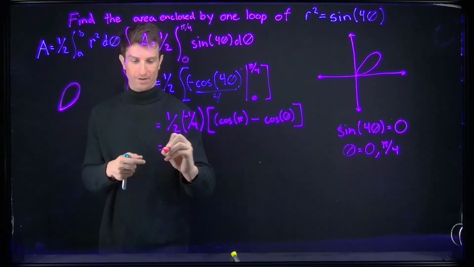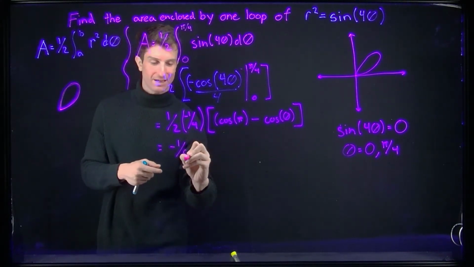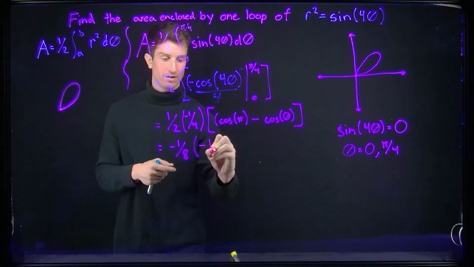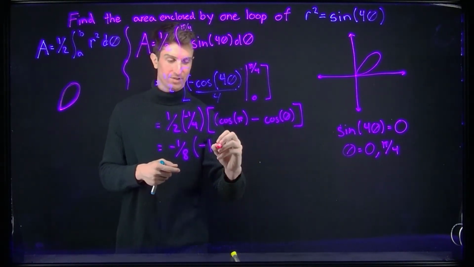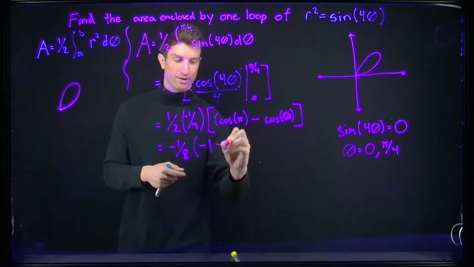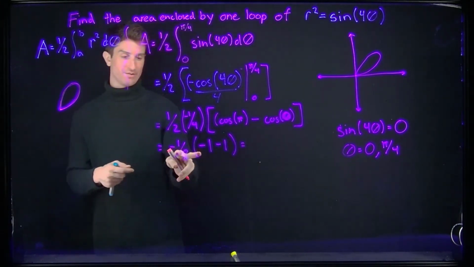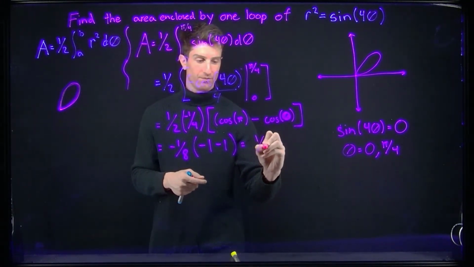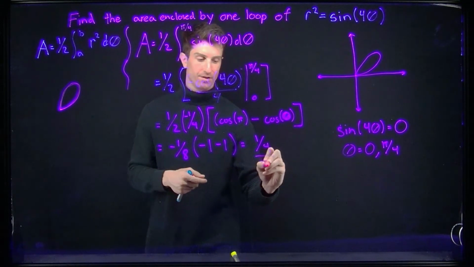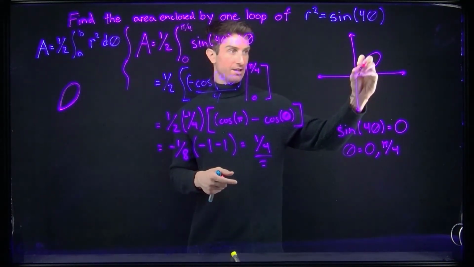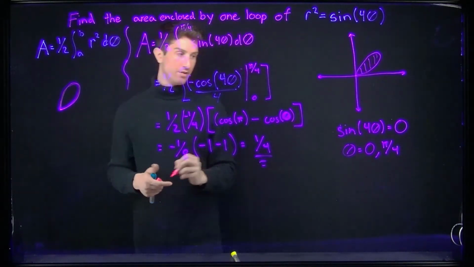Right, so we have -1/8 hanging out on the outside. And now we have cosine of pi, which is -1, minus cosine of 0. This is just supposed to be a 0. Sorry, that looks like a theta. Minus 1. Right, so -1/8 times -2. We're going to get a positive 1/4. Right, so that is our final answer there for the area enclosed by one loop.